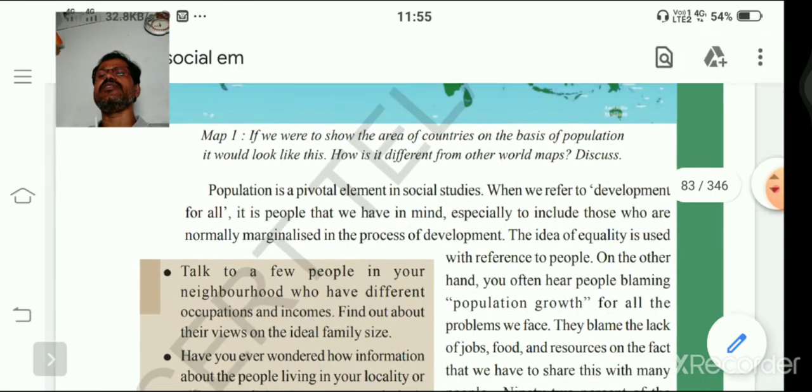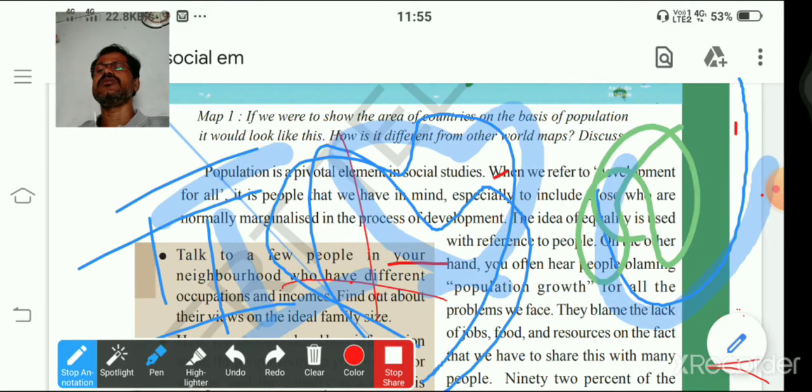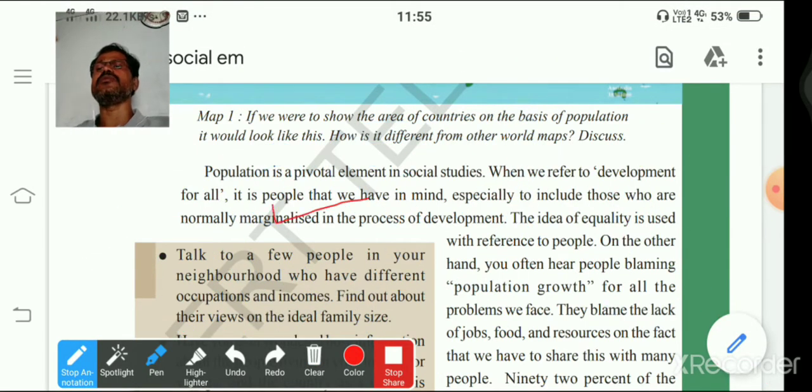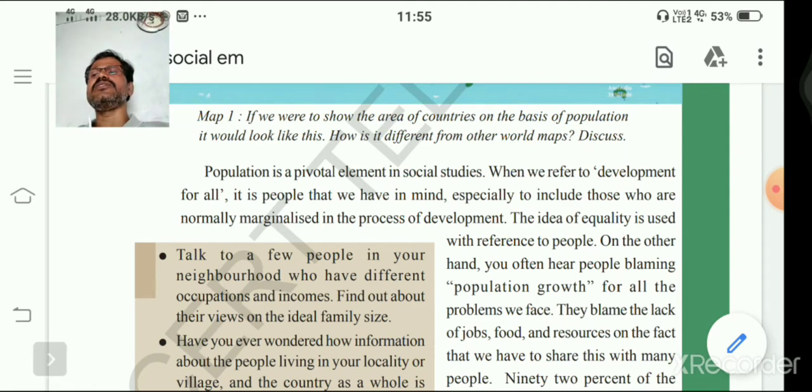Especially when we think of marginalized people. What do you mean by marginalized? Those who are very poor. Understand? For such people, development is very essential. So we move with the idea of equality with reference to the people's development when we think of population.